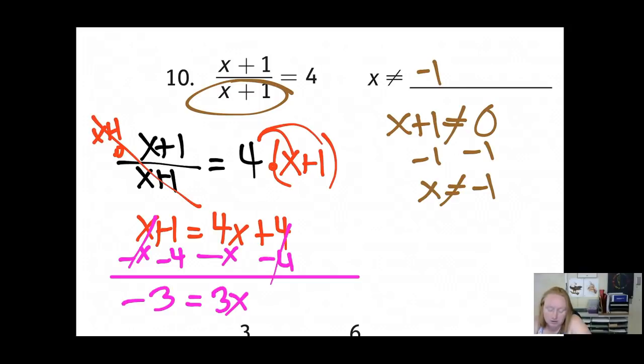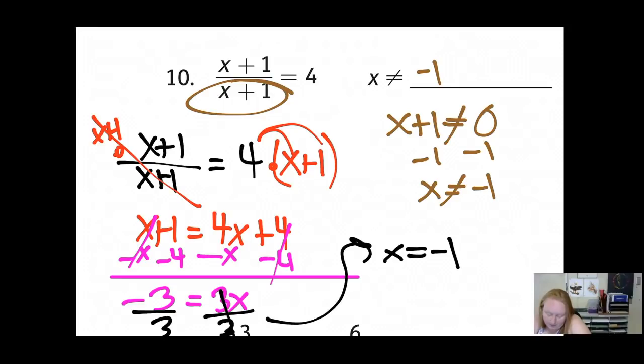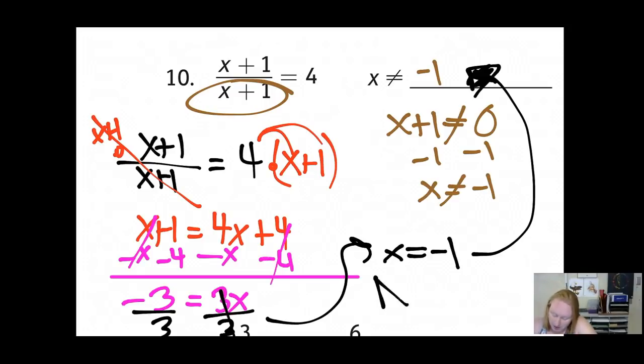Okay, so I get to divide both sides by 3, and I get x equals negative 1. But the problem is that x is not allowed to equal negative 1. So if it has to equal negative 1 and it's not allowed to equal negative 1, there's no solution. There's nothing that can be done here. Again, no matter which way you slice it, we're getting to that no solution.